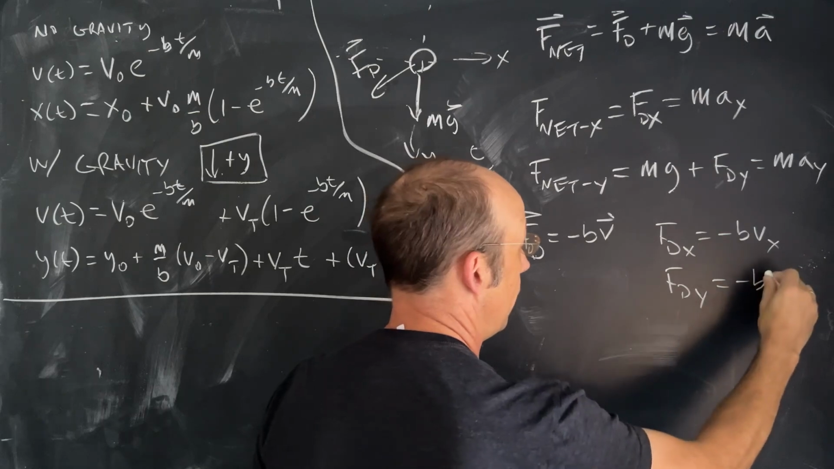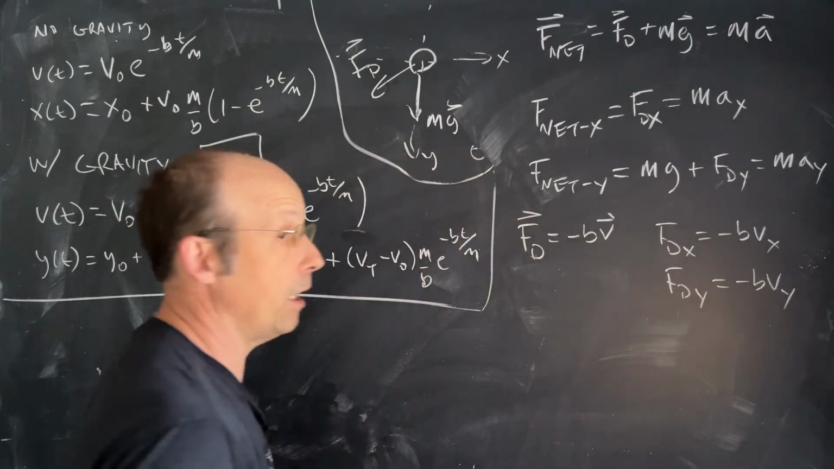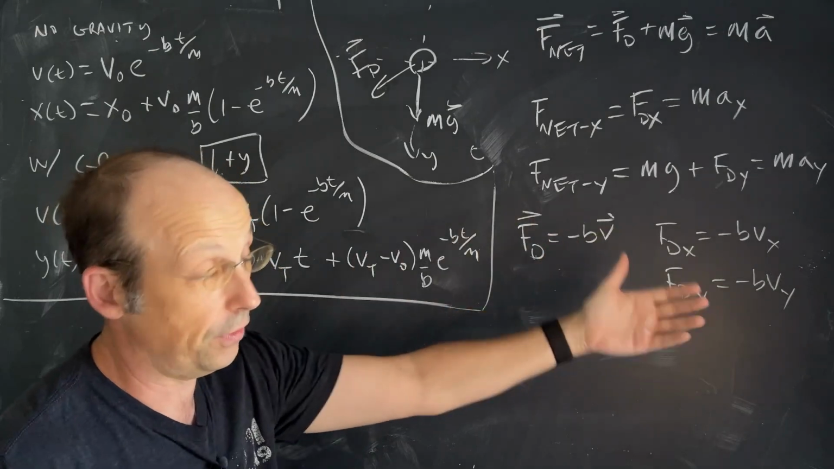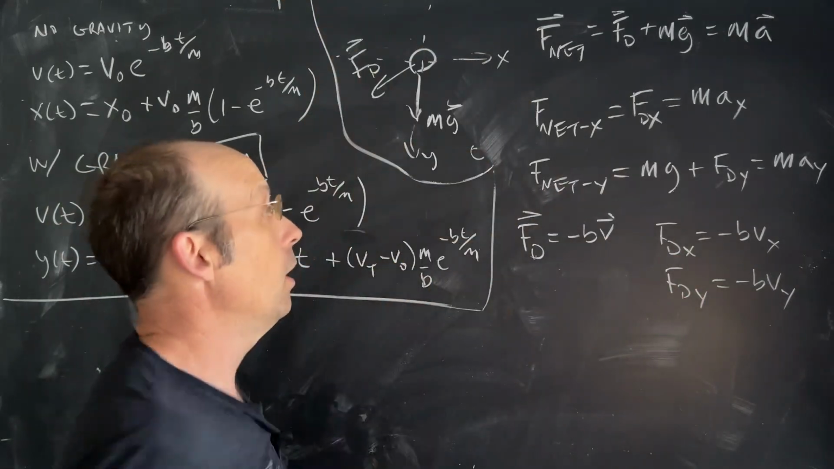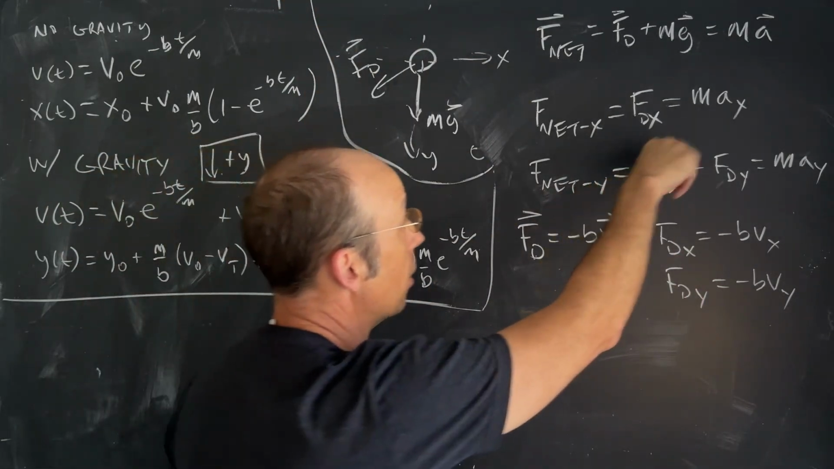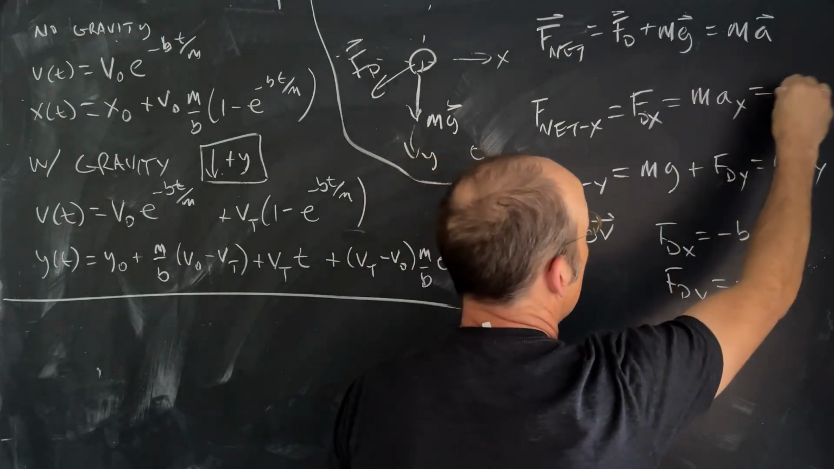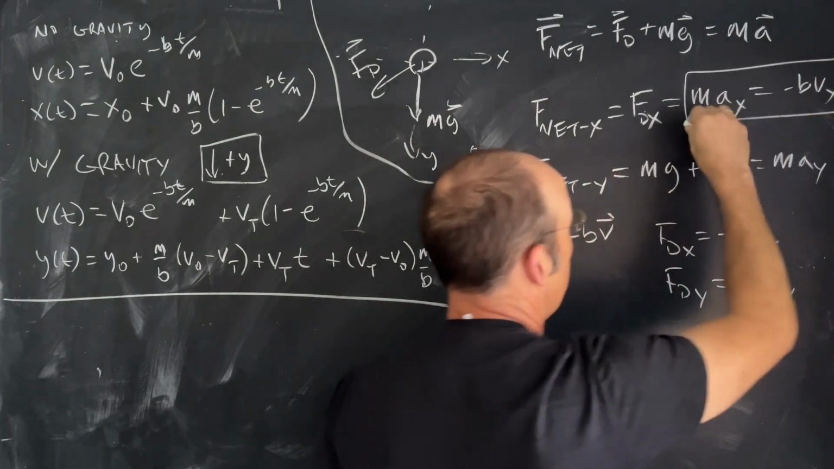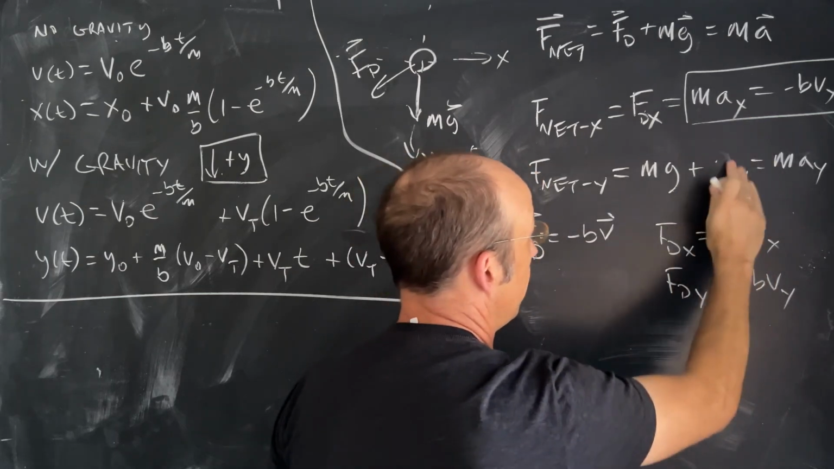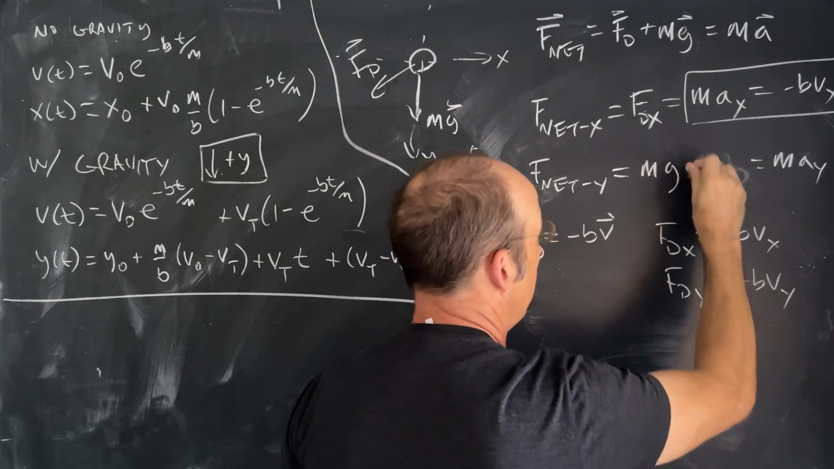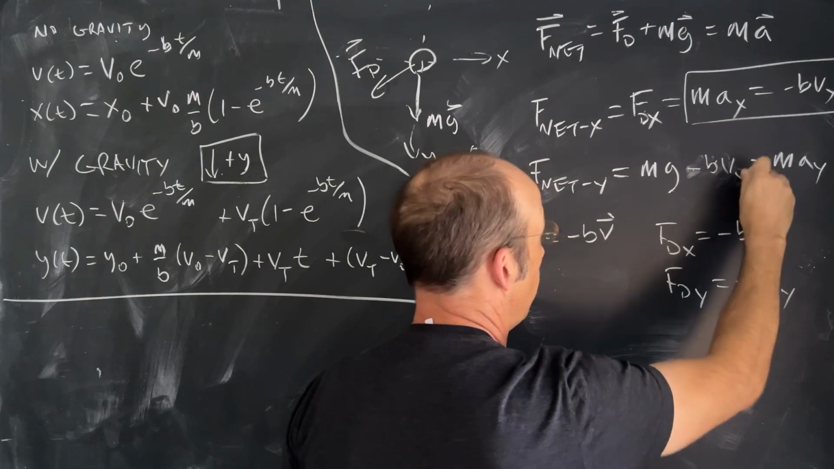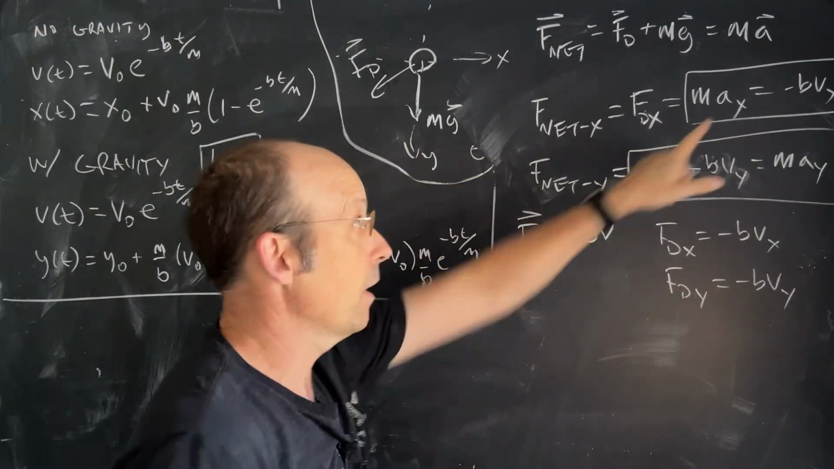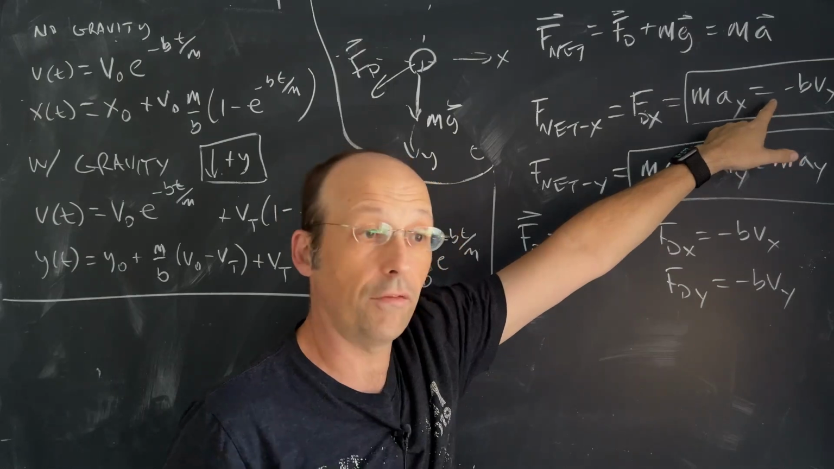Fdy is negative b vy. So we can separate the force into an x and a y component based on the x and y components of the velocity. That's super useful, because now up here I can write this as negative b vx. And over here I can just replace this as negative b vy. That's important because we solved that equation.